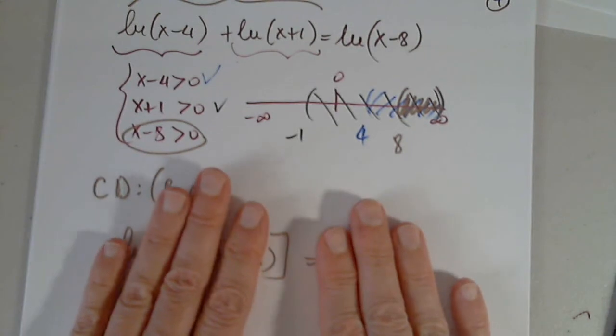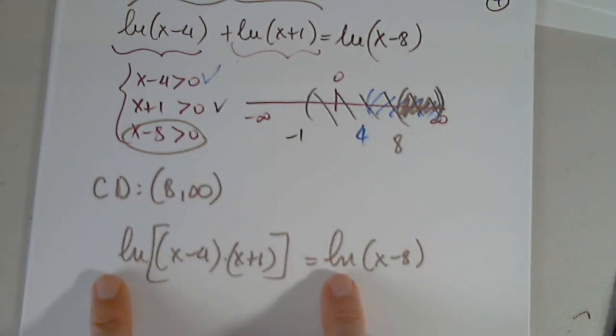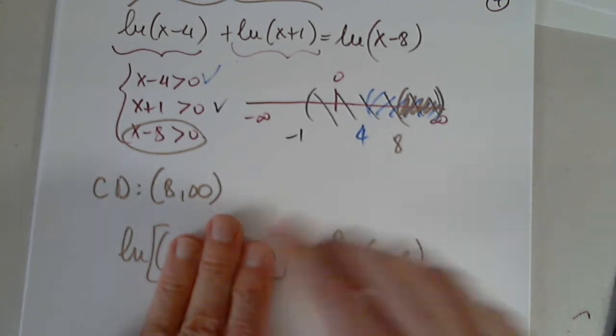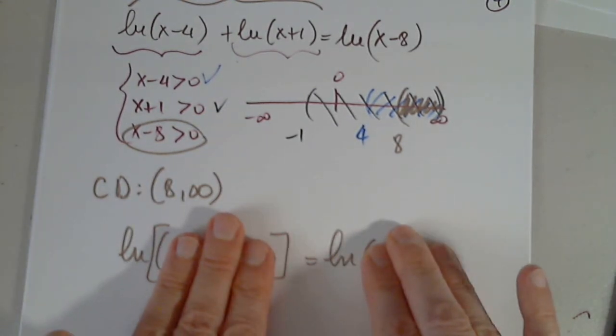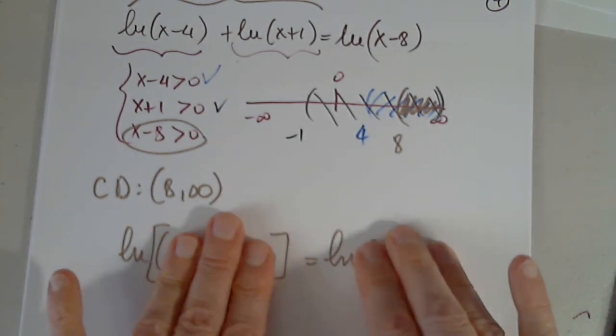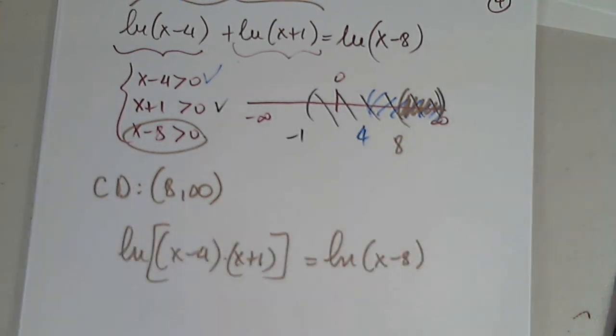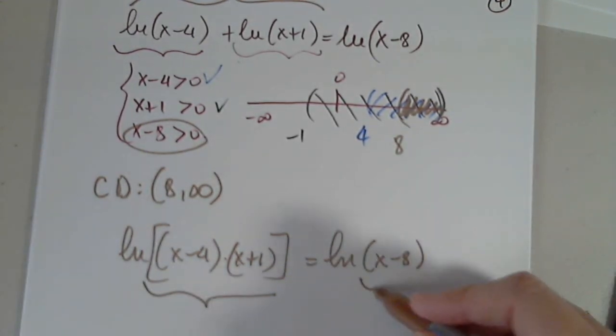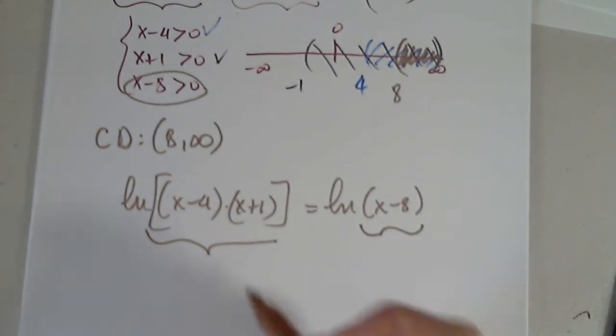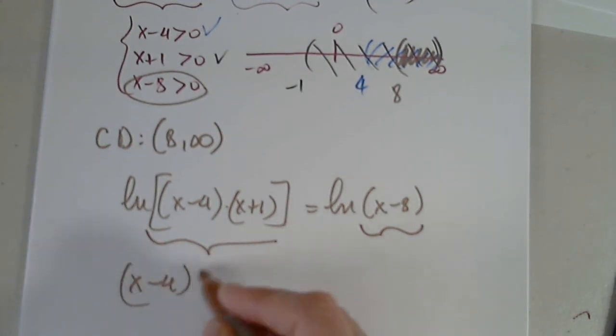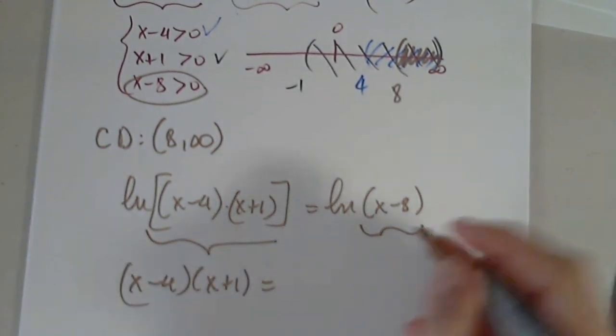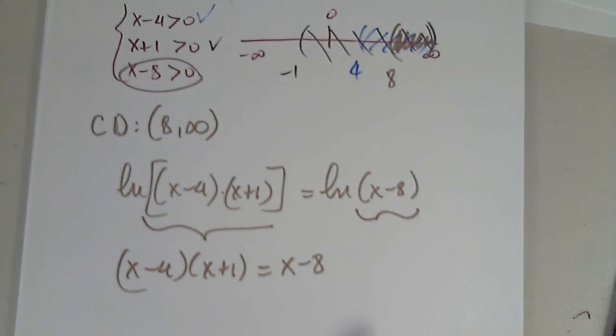So I have now 2 logs in the same base that are equal. Can this be 5 and this 10? No, because log 5 does not equal log 10. So because we have the same base on both sides, this must equal this. So x minus 4 times x plus 1 must equal x minus 8. There is no other way.